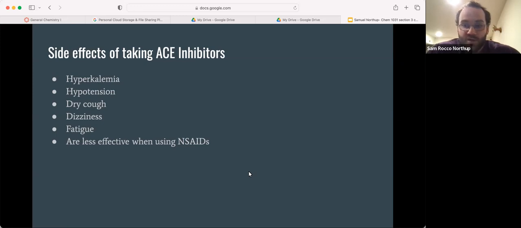Hypotension is another side effect, which is just low blood pressure. Also dry cough, dizziness, and fatigue. Also, if you're taking NSAIDs, which are like ibuprofen and Advil, while you're taking an ACE inhibitor, those will lower the effects of the ACE inhibitor because NSAIDs vasoconstrict.